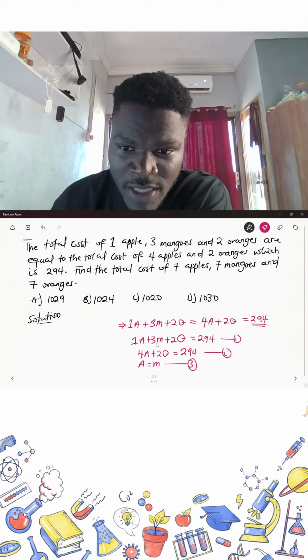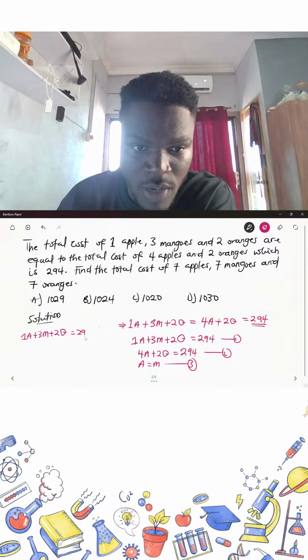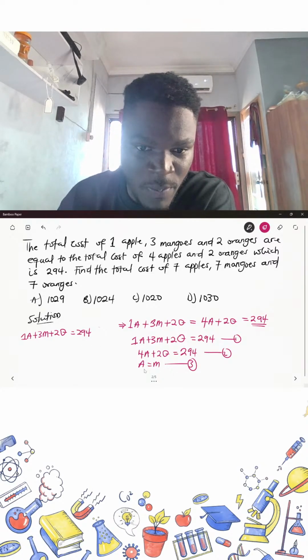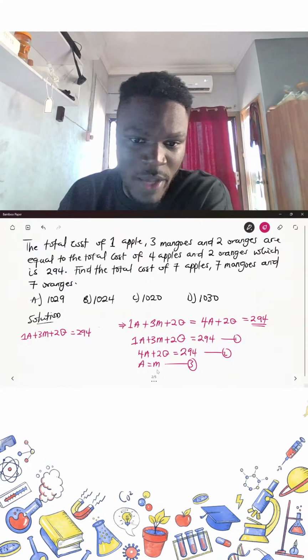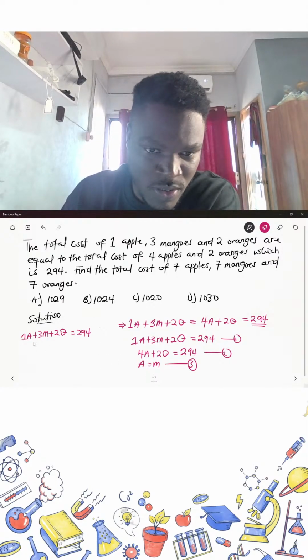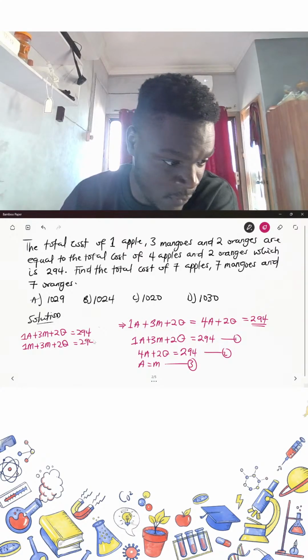Now, remember, if we take equation 1, we have 1A plus 3M plus 2O is equal to 294. If we put equation 3 inside over here, in place of A over here I'll put M, because A is equal to M or M is equal to A, either way. So that will give me 1M plus 3M plus 2Q is equal to 294.